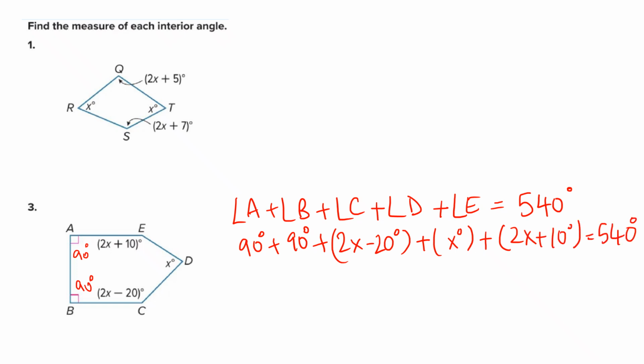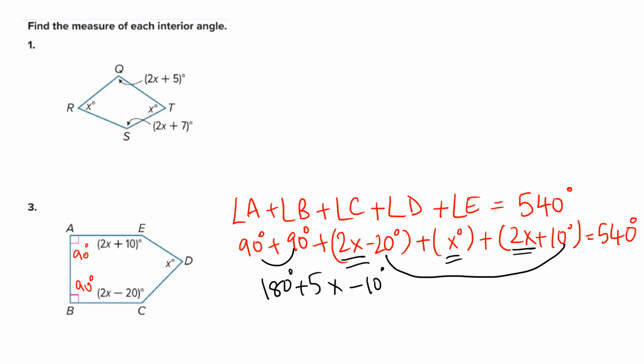Now to solve this, we are going to collect the like terms. So 90 and 90 will give you 180. Then 2x with x and another 2x. So 2 plus 2, 4 plus x, 5x. And then there is minus 20 and plus 10. So this is minus 10. We subtract, and that's equal to 540.